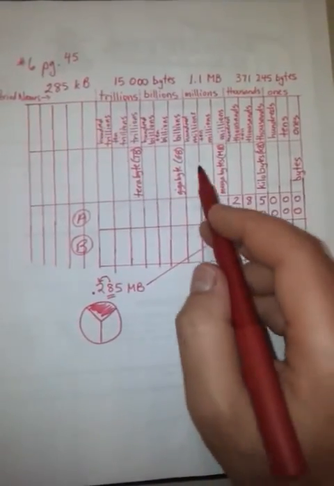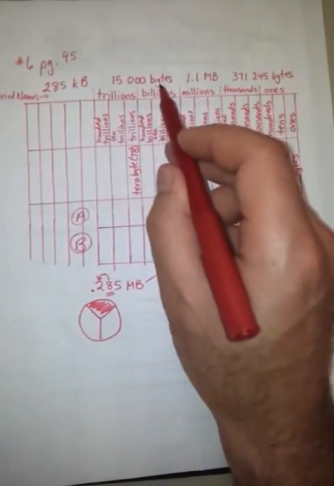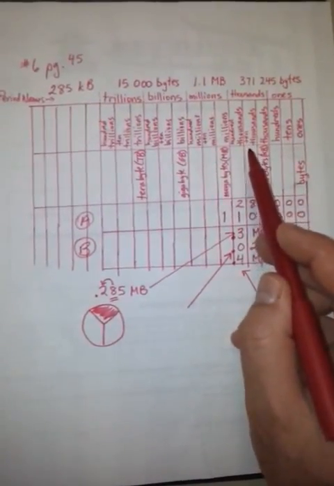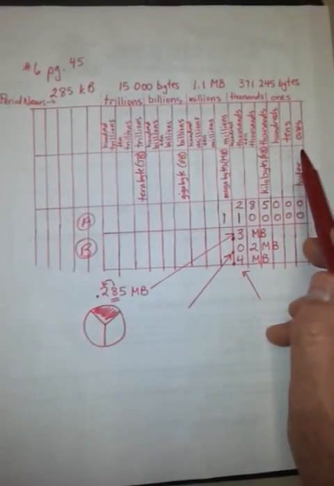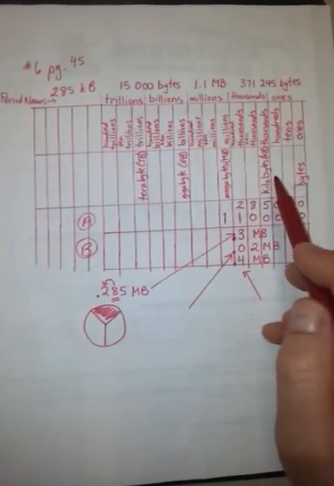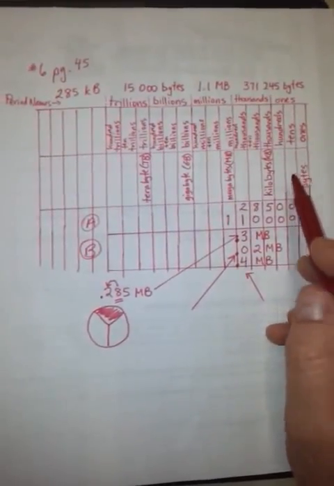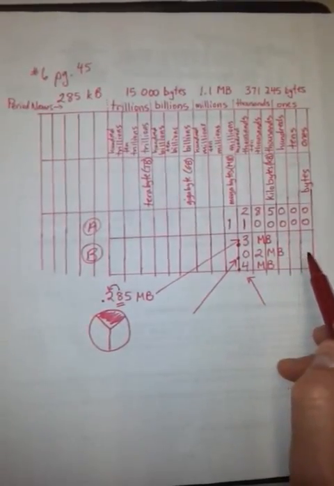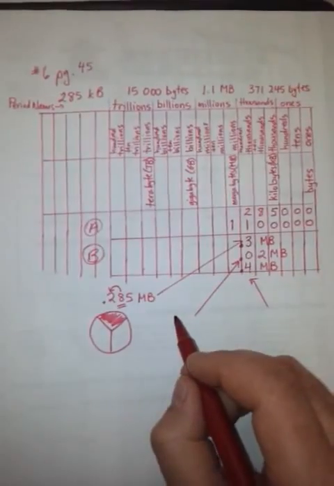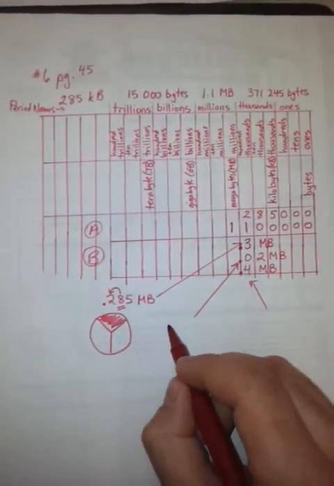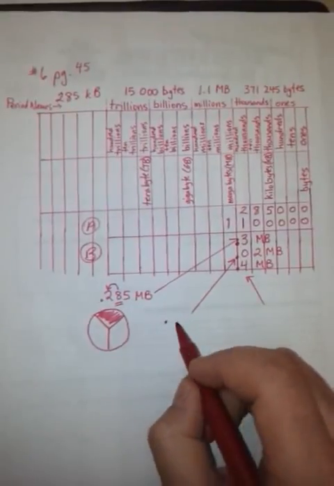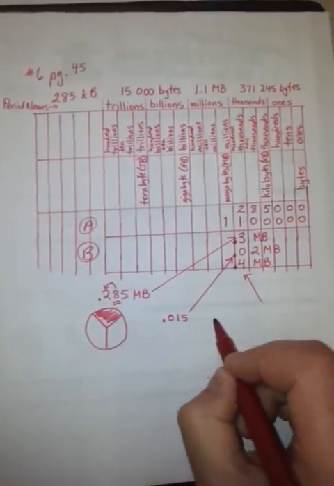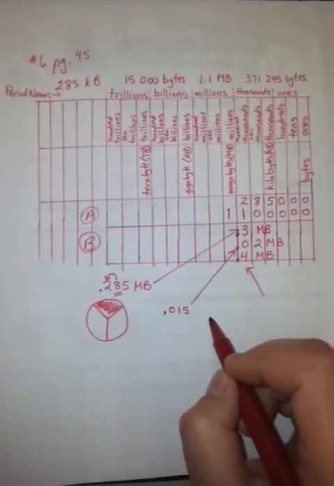The next number is 15,000 bytes. Well, when you place 15,000 bytes onto the place value chart, you would have a 1 in the 10,000ths column, a 5 in the thousands column, or the kilobytes, and then 3 zeros. Well, that means there would be a 1 here and a 5 here and then 3 zeros. So if we were to round it or estimate it, it would look like this. Initially we'd have decimal 0.015 and then 3 zeros, which we don't have to write because they're just place value holders.